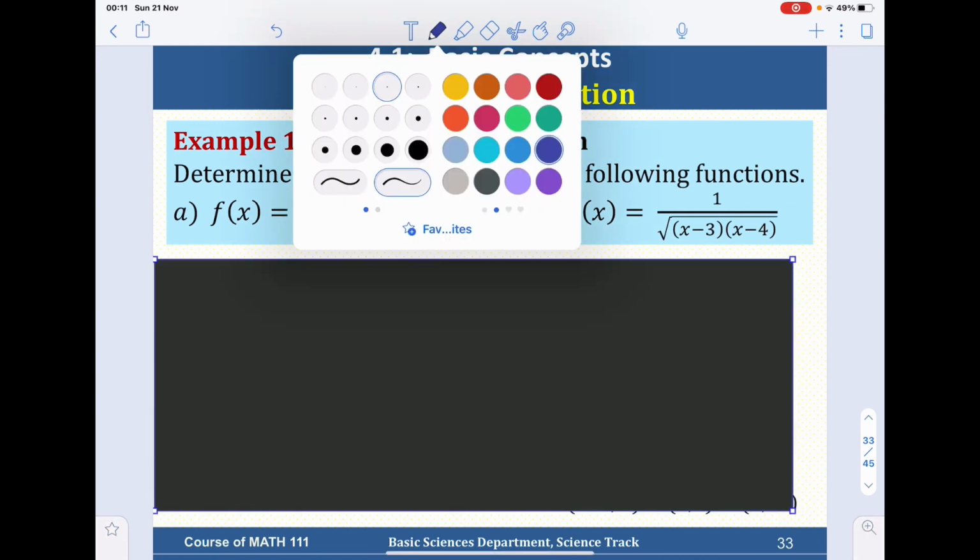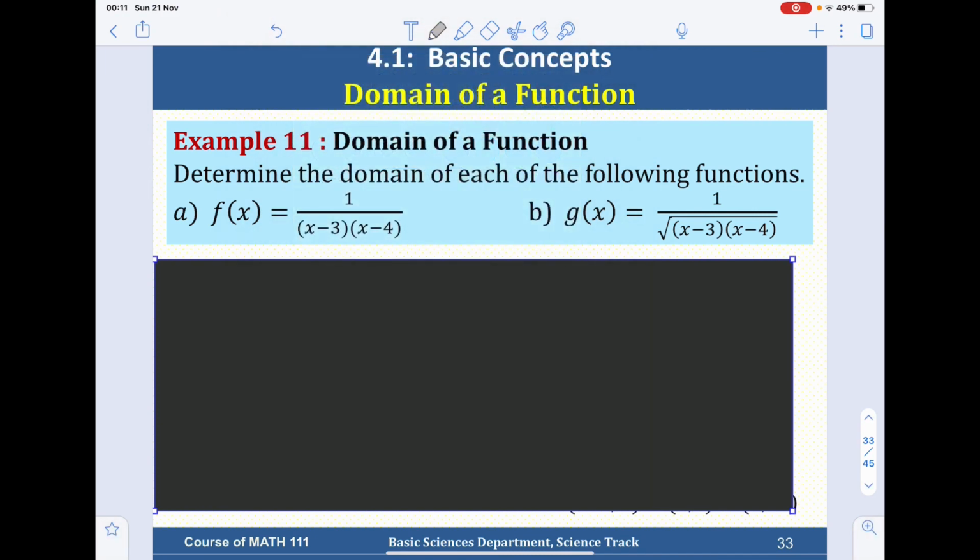Okay, so let's solve this one. For the first one, I have a rational function. In this case, I just don't want x minus 3 and x minus 4 to equal 0. So I don't want these values to equal 0. I'm just going to solve this just like solving a quadratic equation or linear equation or anything. For this one, this is a quadratic equation.